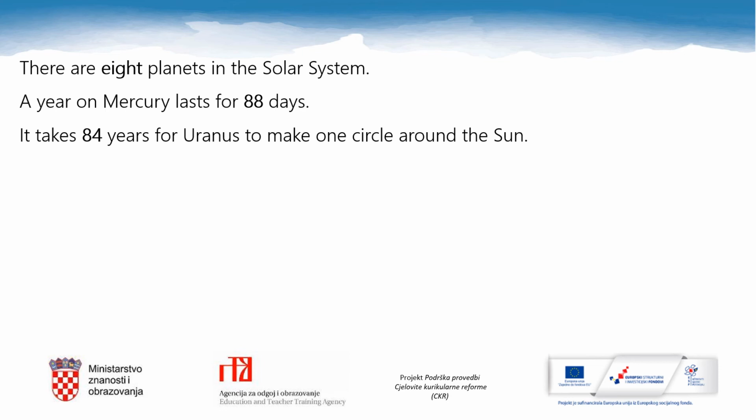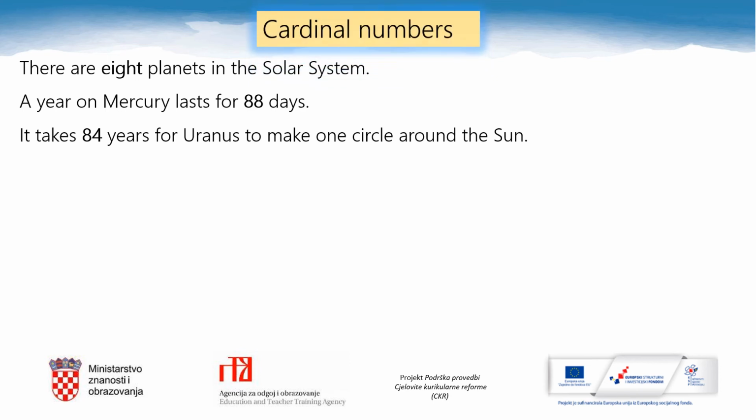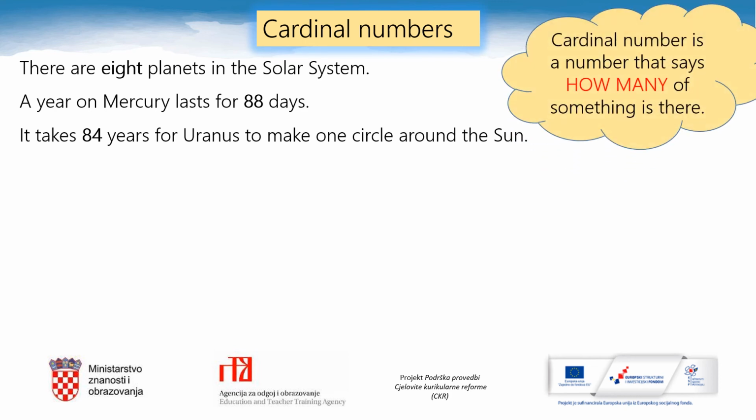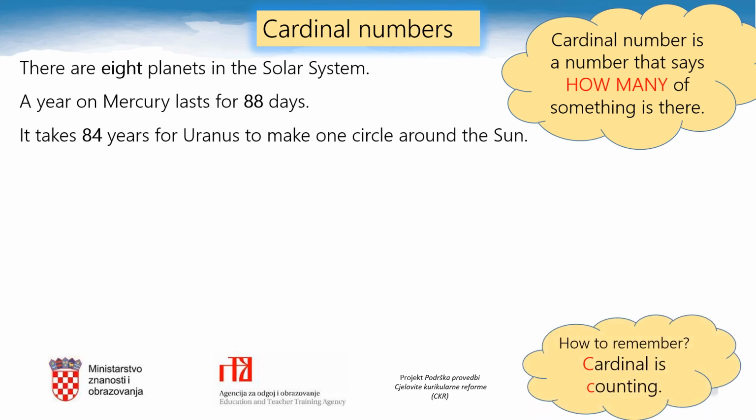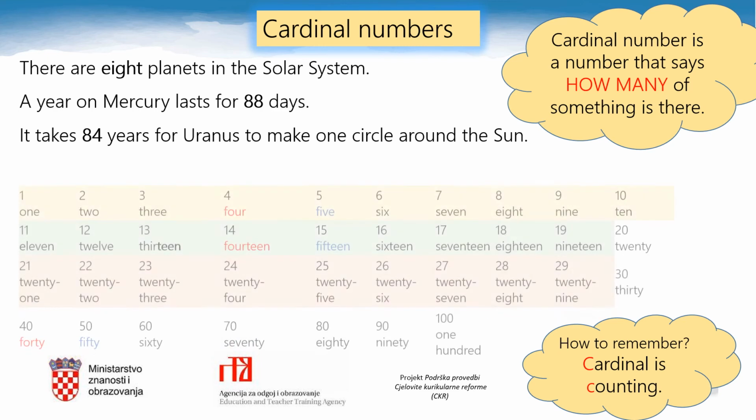How do we call these words, if we can call them words? Of course, they're numbers. To be more precise, cardinal numbers. To su nam glavni brojevi, and they express how many of something there is. So, with cardinal numbers, we actually count something. And here is the table of cardinal numbers.